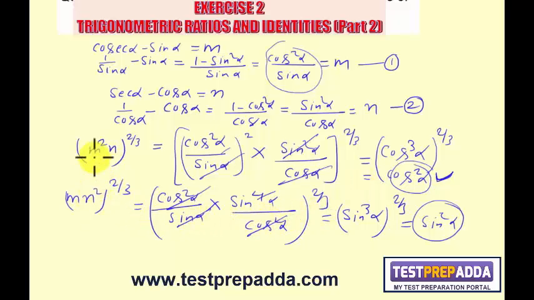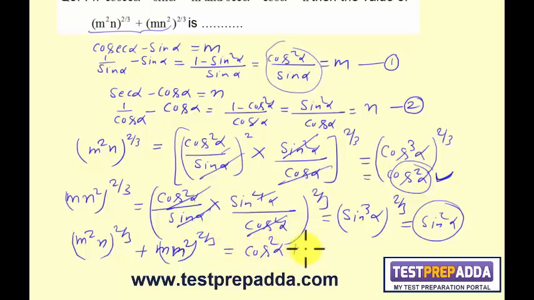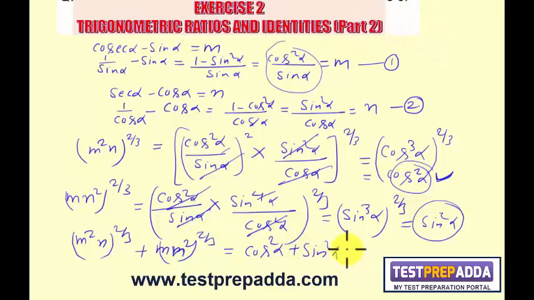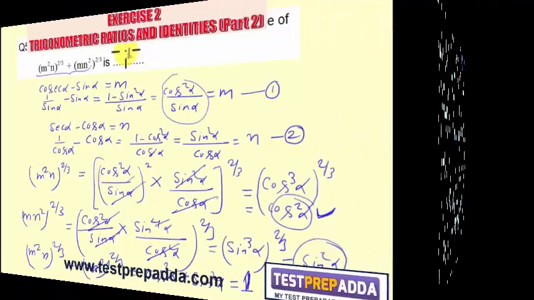So when you add the two, m square n to the power 2 by 3 plus m n square to the power 2 by 3 is actually cos square alpha plus sin square alpha. Now you use this basic identity, the value is 1. The value is coming as 1. So the answer of this question is 1.